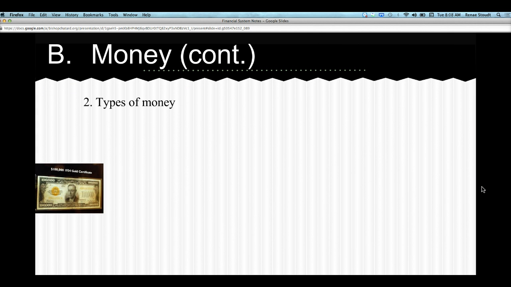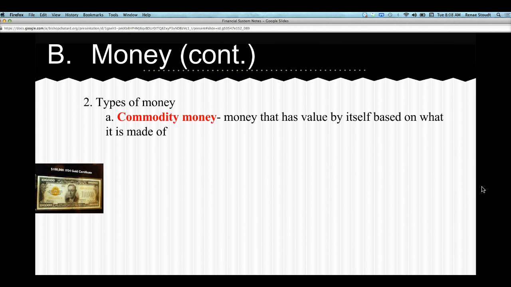Okay. Types of money. And I forgot to animate one of these. Okay, there are 3 types of money that we can talk about. First type of money is what we call commodity money. Commodity money is money that has value by itself because of whatever it's made of.